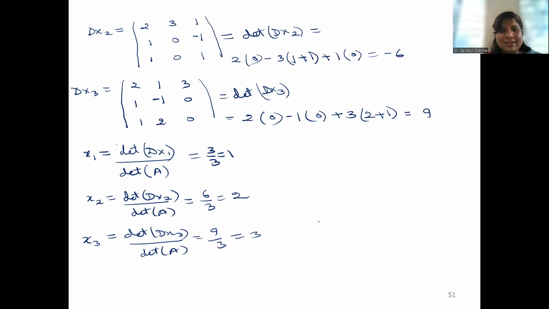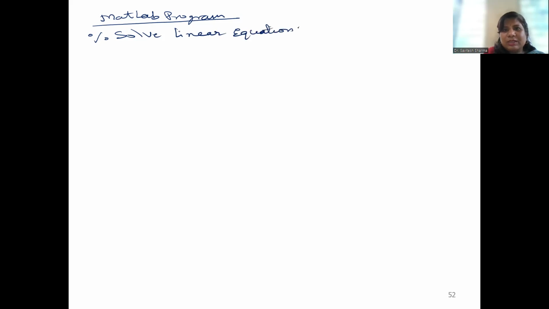So I did this calculation for verification in MATLAB. So let's see the MATLAB program. How do we write the MATLAB program? In the file, you will start with a comment: solve linear equation using Cramer's rule. This is my heading. I am writing it in comment form.